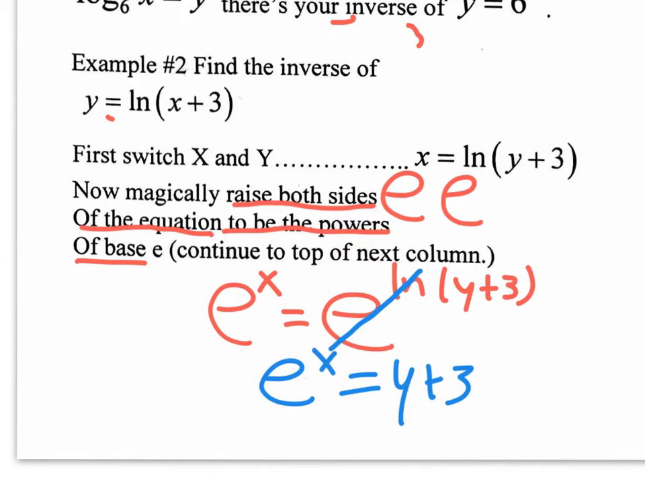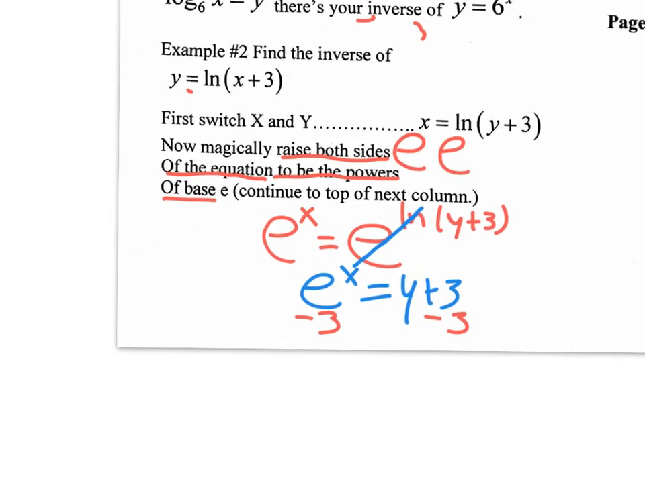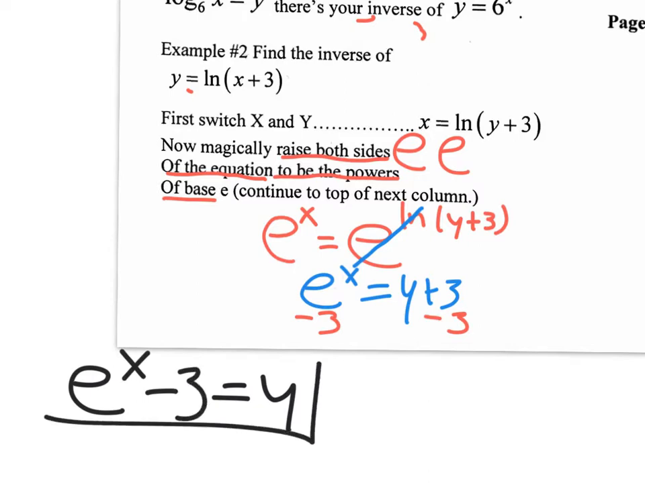Now let me just get rid of the plus 3 by subtracting 3 on both sides. And there's my final answer, guys. Let me zoom out a little and write my final answer down here. It's going to be y equals e to the x minus 3. And that is the inverse function of the original.